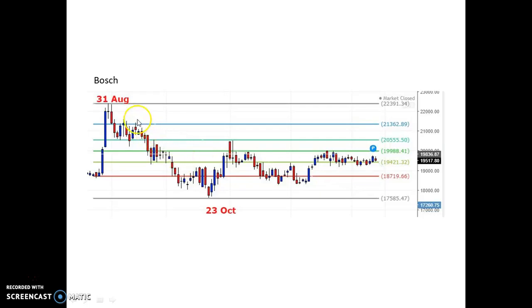On 31st August, the price was around 22,391. From there, the price touched a low of 17,585. From there, currently the price is trading around 19,517.